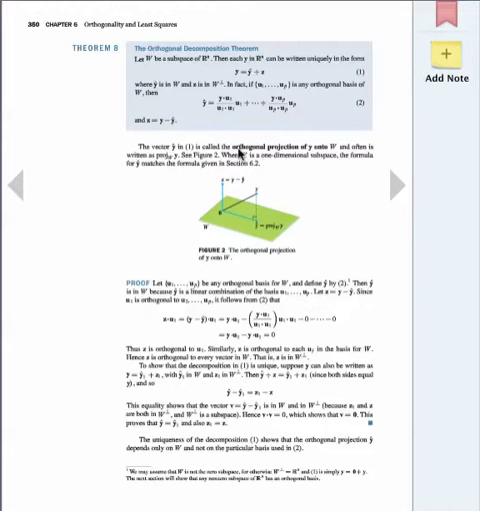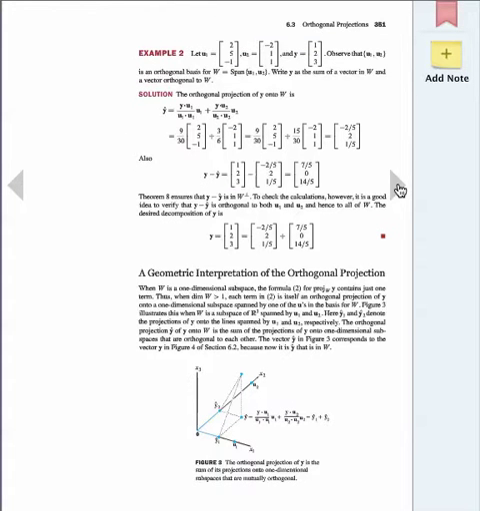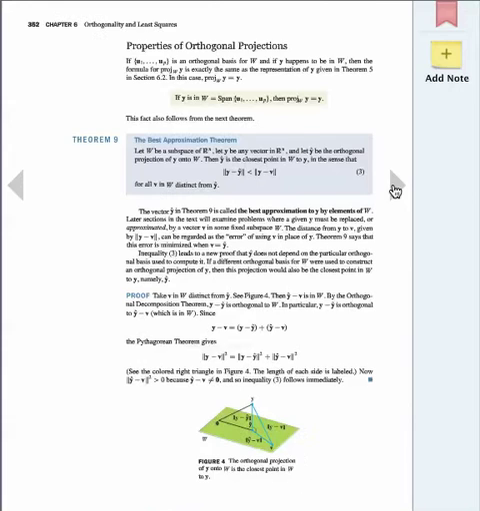So this is called the orthogonal projection of Y onto W. And example 2 lets us compute one in a very unsurprising way. Geometric interpretation should follow from the formula. But do read through that section. That's relatively important. Properties of orthogonal projections.